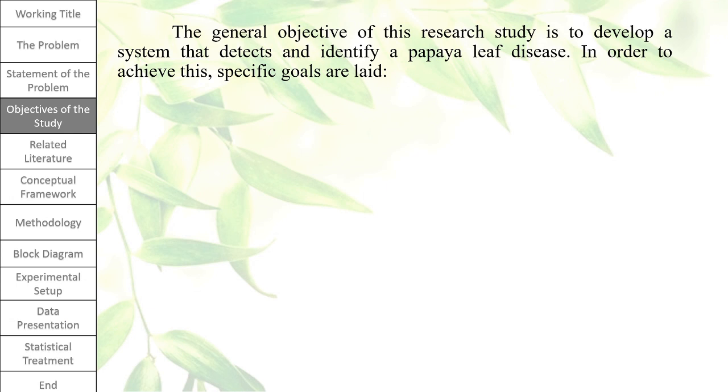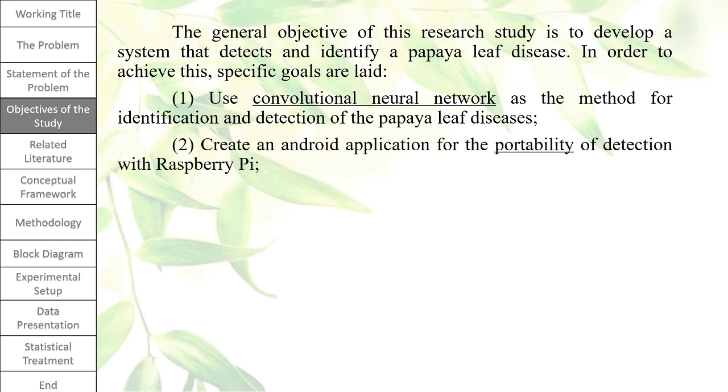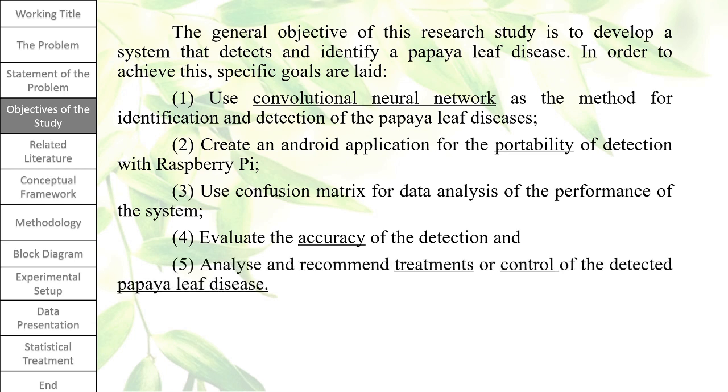the general objective of this research study is to develop a system that detects and identifies a papaya leaf disease. In order to achieve this, specific goals are laid. Use convolutional neural network or CNN as the method for identification and detection of the papaya leaf diseases. Create an Android application for the portability of detection with Raspberry Pi. Use confusion matrix for data analysis of the performance of the system. Evaluate the accuracy of the detection, and analyze and recommend treatments or control of the detected papaya leaf disease.